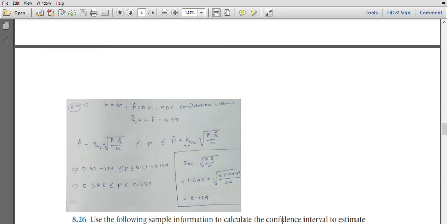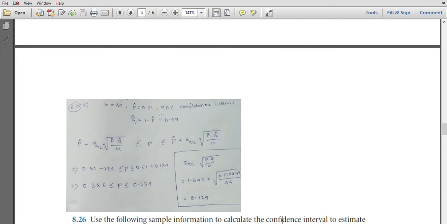For the confidence interval formula, it looks something like this. The lower limit for P is P hat minus Z into the square root of P hat into Q hat divided by n, and the upper limit is P hat plus Z into the square root of P hat into Q hat by n. Let me repeat this once more. Population proportion confidence interval formula: the lower limit is P hat minus Z into root over P hat into Q hat by n. The upper limit is P hat plus Z into root over P hat into Q hat by n. So this n is small n, or sample size.